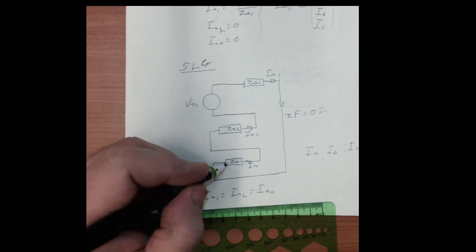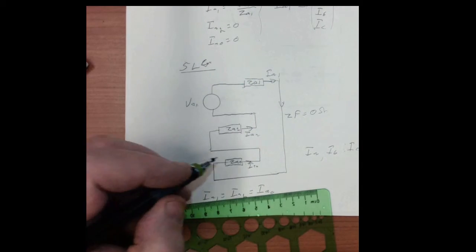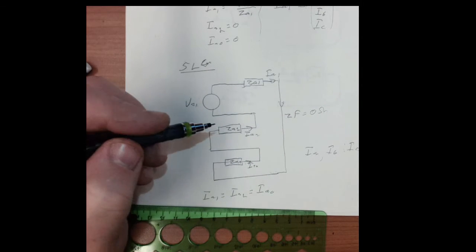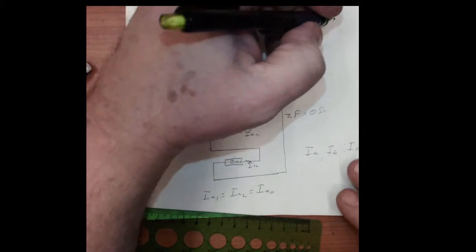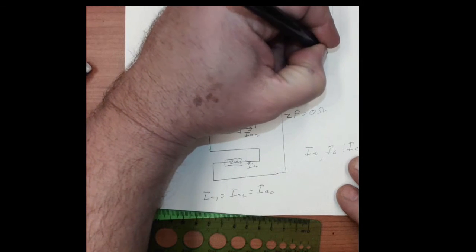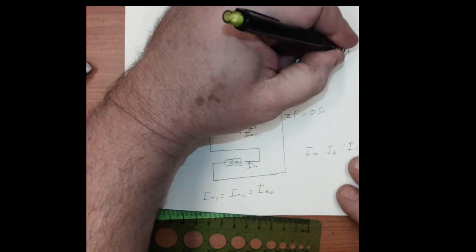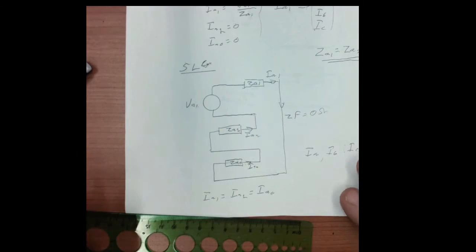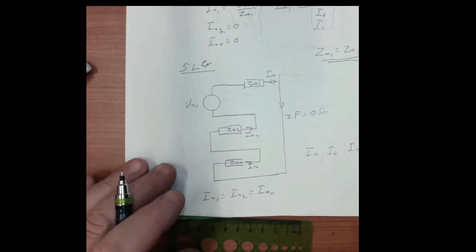Now, we'll see it becomes interesting. In some cases, ZA0 is going to be substantially different than ZA1 and ZA2. In 99% of the cases, ZA1 is equal to ZA2. It only varies with some generators, but for all transformers and transmission lines, it's going to be equal.